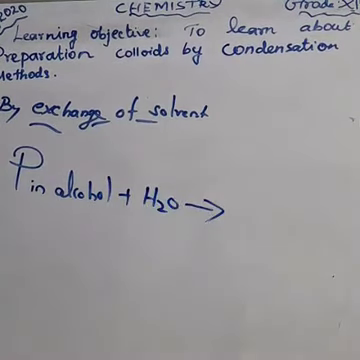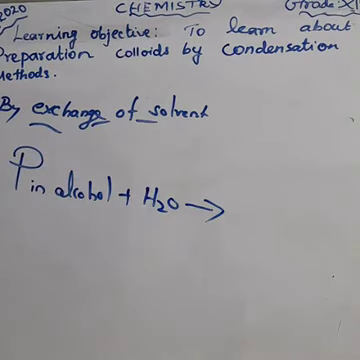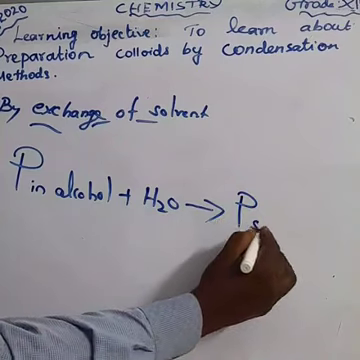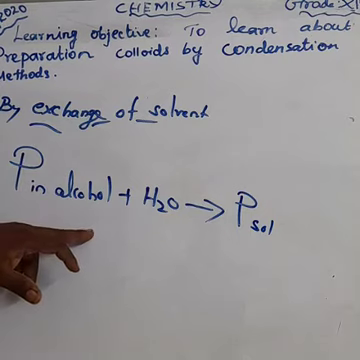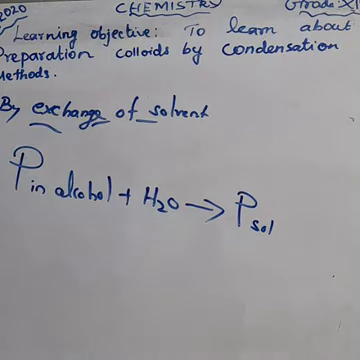So, here what product is obtained? Phosphorus salt. Which salt? Phosphorus, that is P for phosphorus, sol, phosphorus sol. That's the equation. Phosphorus in alcohol is poured in water, we get phosphorus sol. Okay, try to understand the concept.